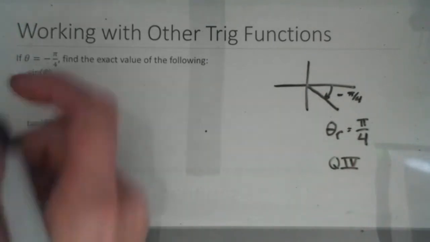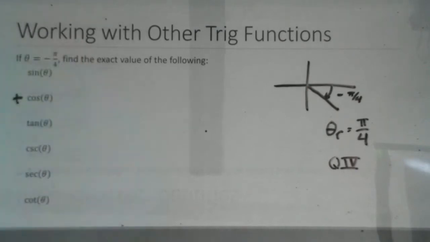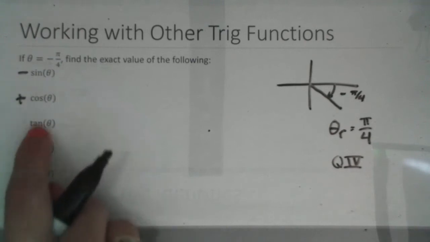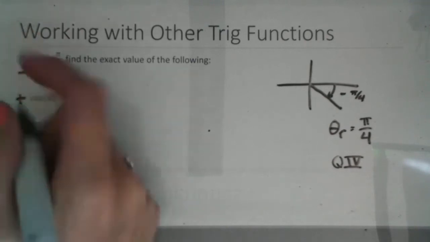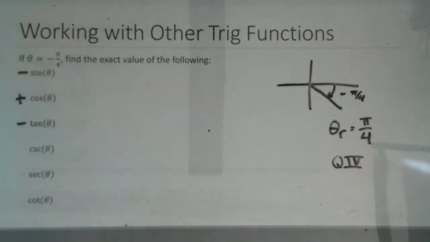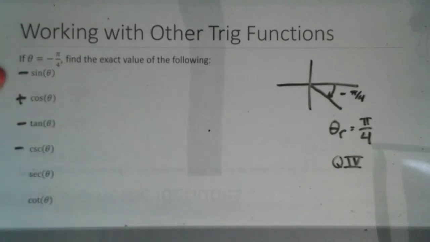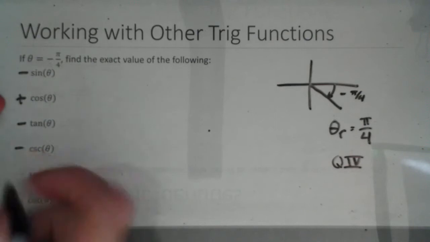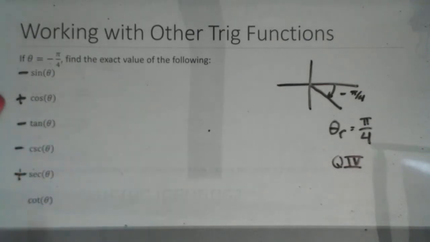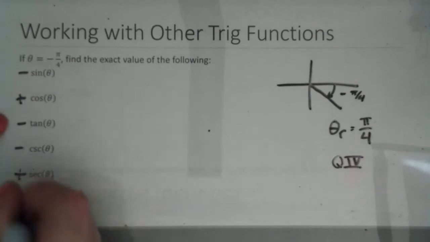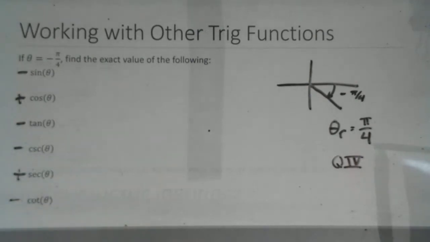In quadrant 4, cosine is positive and sine is negative. Tangent is sine over cosine, and a negative divided by a positive is negative. Cosecant is the reciprocal of sine, so 1 over a negative is negative. The secant is the reciprocal of cosine, so 1 over a positive is a positive. And cotangent is the reciprocal of tangent, and 1 over a negative is a negative. So at least I have the signs of all of these.